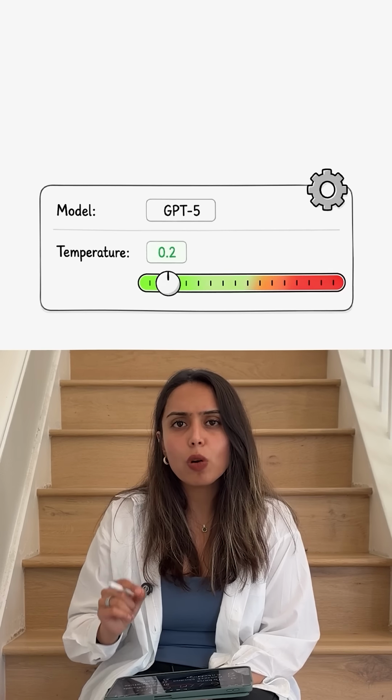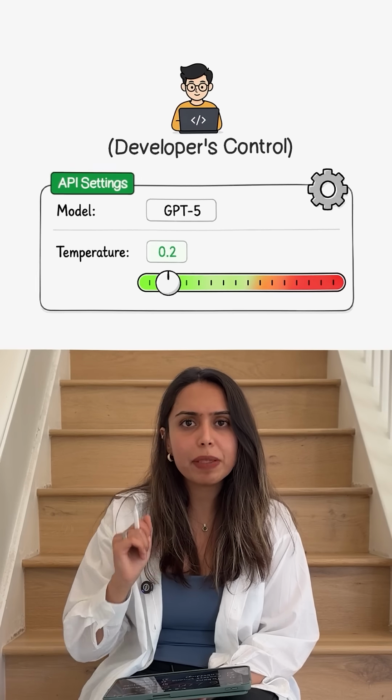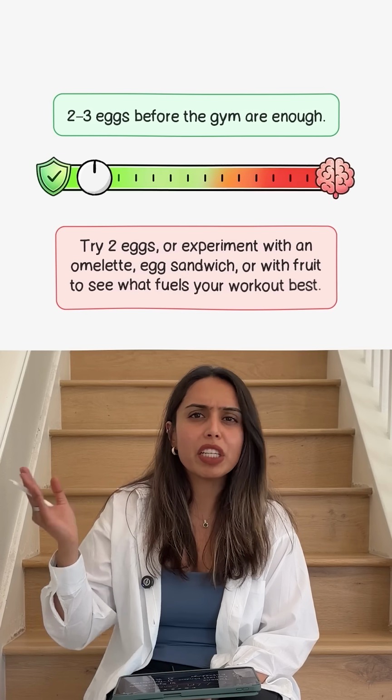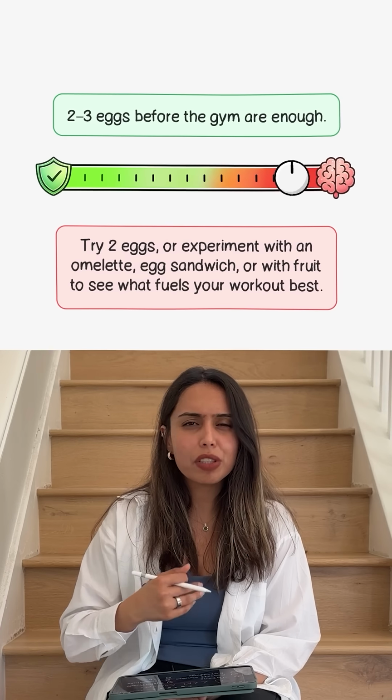This component is also tuned by the AI developer at the API level, so it doesn't go with the prompt. For example, for my egg question, I want the temperature to be low, but if I really want to brainstorm around it, I'll set it to higher temperature to crank it up.